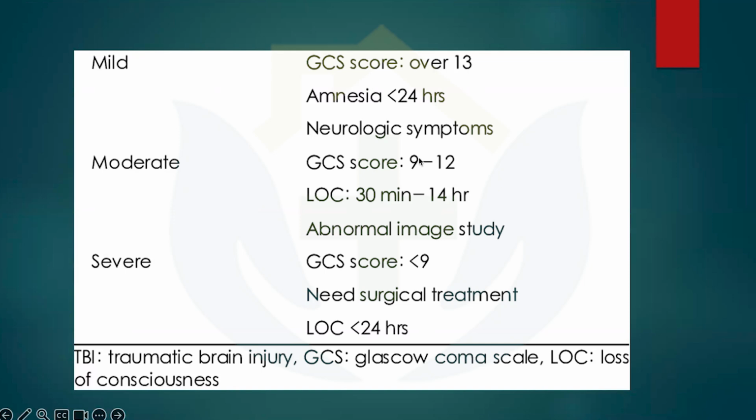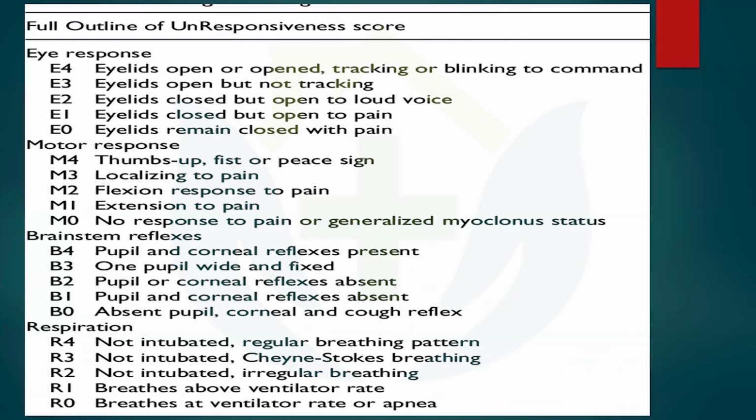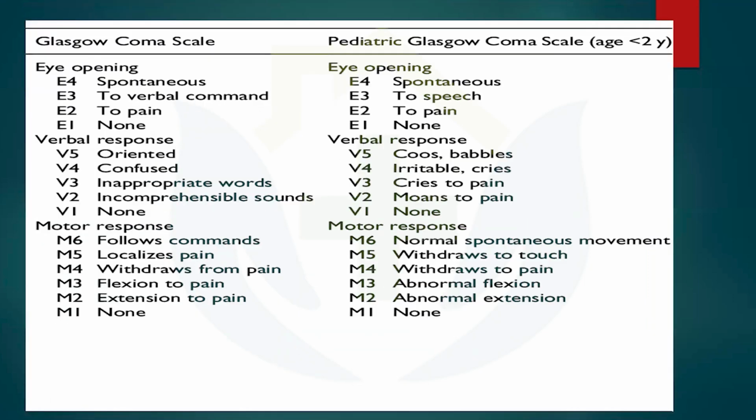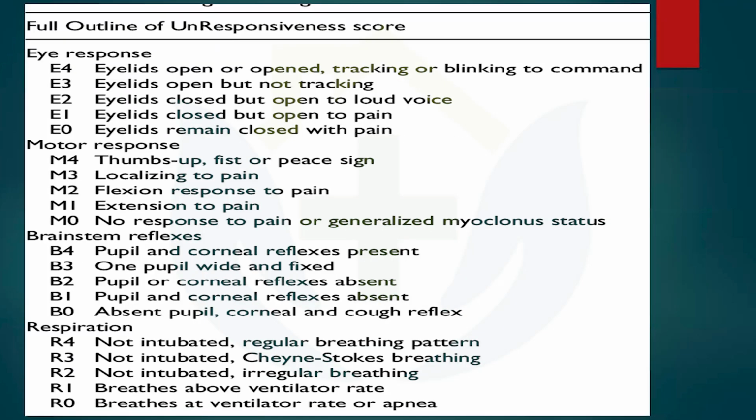Moderate is GCS of 9 to 12, some loss of consciousness but regained afterwards, abnormal study but not needing surgery. So we have to know what is severe traumatic brain injury. Severe is GCS of 8 or less, loss of consciousness less than 24 hours, plus or minus surgical intervention. We know about the Glasgow Coma Scale, not going into the detail.